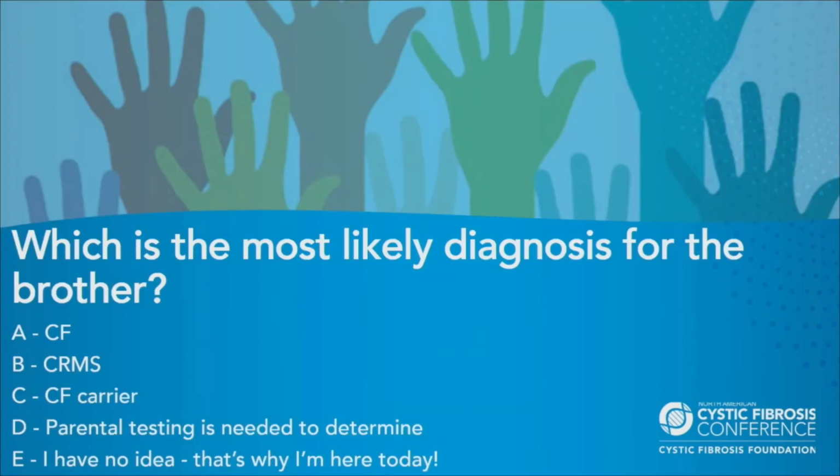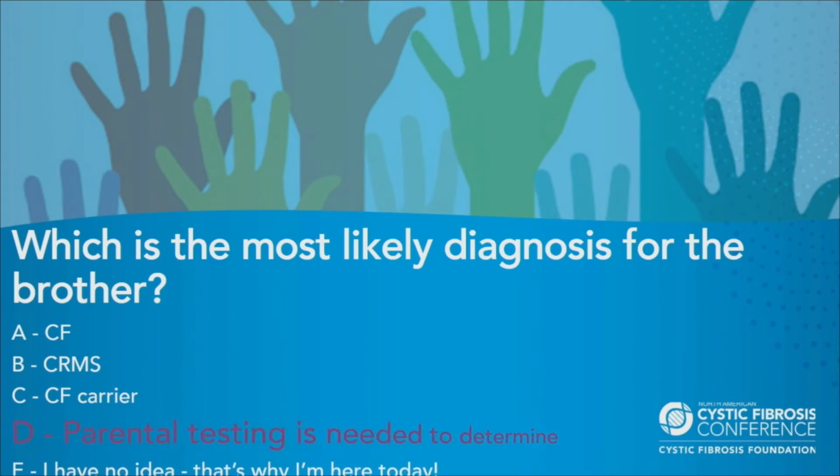So A, he has CF. B, he has CRMS. C, he's a carrier. D, parental testing is needed to answer. Or E, again, you have no idea, and hopefully we'll teach you. So A, okay, B, C, D, E. Okay, so some of you got it right.